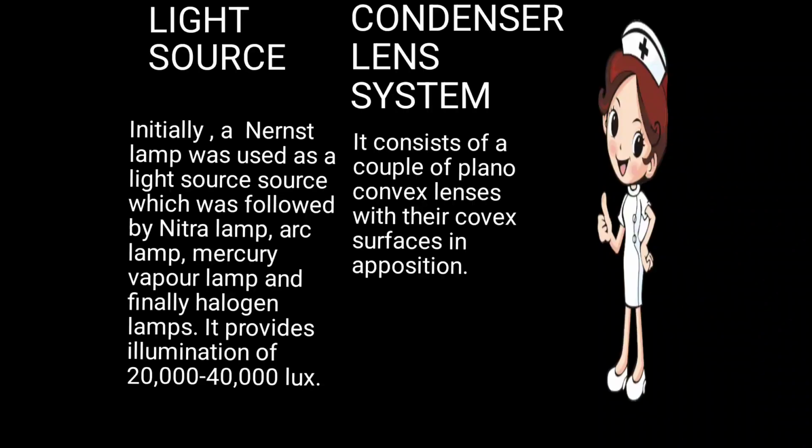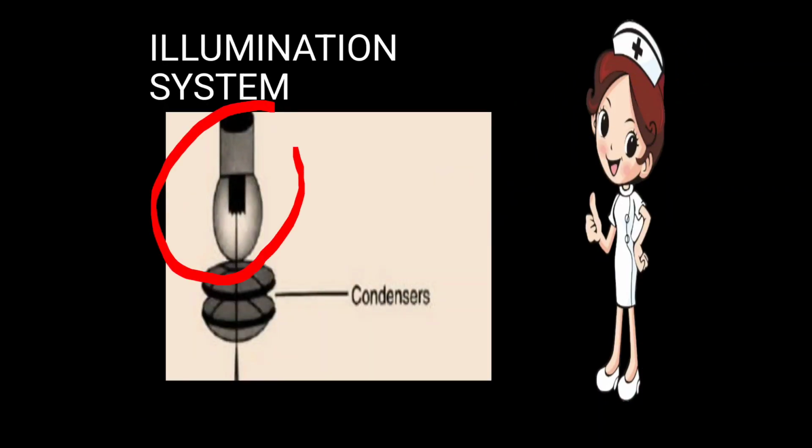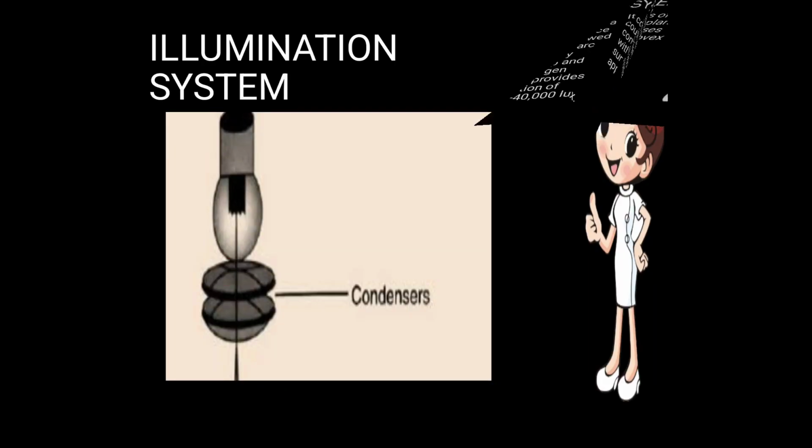Okay, so it is basically the names of the lamps. Initially that lamp was used and now the halogen lamps are used, and these provide the illumination of 20,000 to 40,000 lux. Okay, here the lamp is used. This one is the lamp which is used for the illumination system.